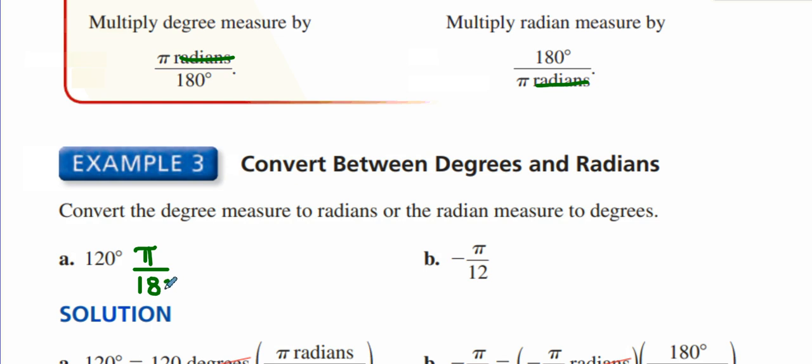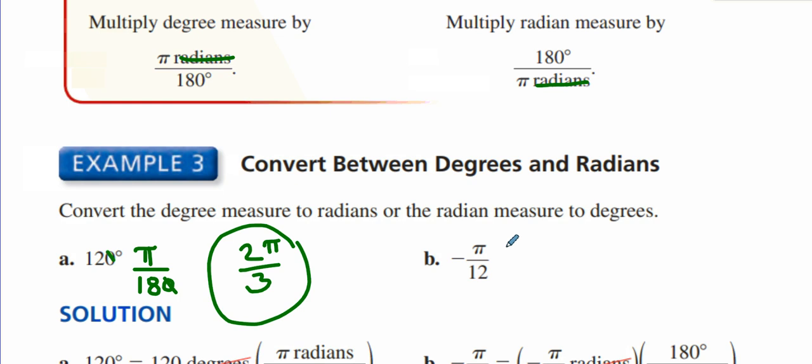And if we have 120 over 180, again, some of you are still not reducing your fractions. You do need to reduce your fractions. 120 over 180, those are both divisible by 10. 12 over 18 is both divisible by 6, so we're going to make that 2/3 pi. And again, the pi is going to be in the numerator right there.